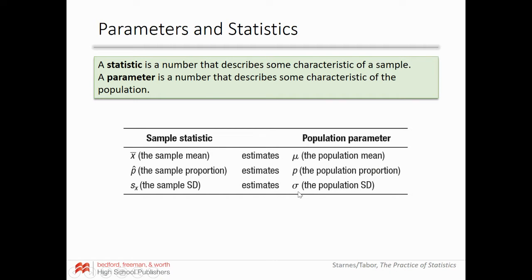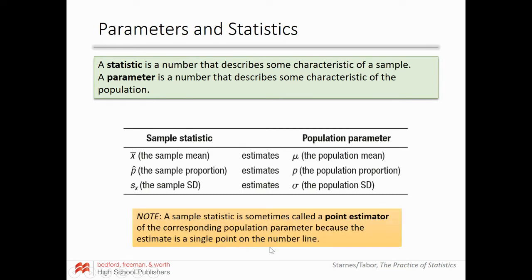The new one we're going to look at is for proportions. If it is the population proportion, it is p. And if it's a sample proportion, it is p hat. So, like I said, statistics go with samples, parameters go with populations.